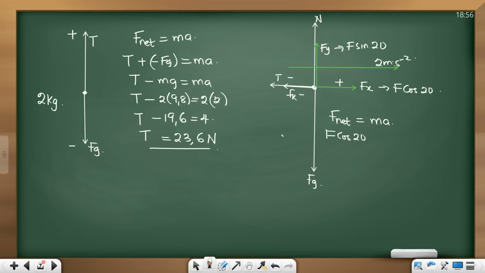Because net means total, I always like to use the plus sign, because net means I'm adding. But what am I adding? Negative tension, right? Why is it negative? Opposite direction. Plus negative Fk, equals ma. Now, what do I have? F cos 20. Do I know my tension? Minus 23,6. What's my friction? 10. What is the mass? 5. What's the acceleration? 2. Please do the maths. Get me F.